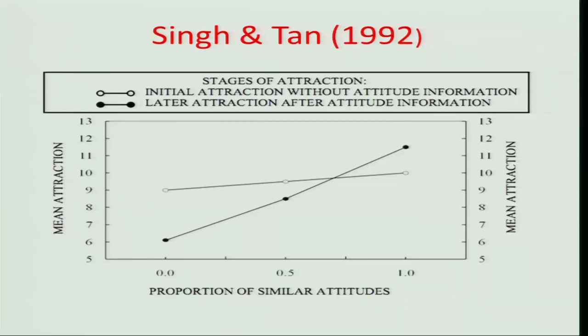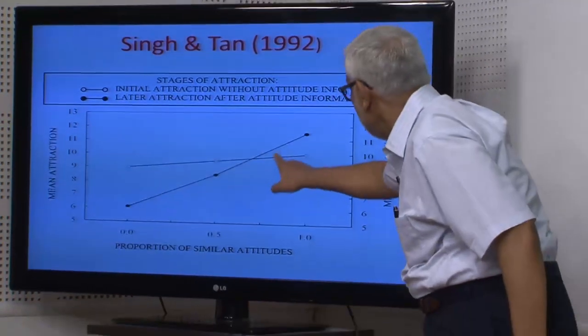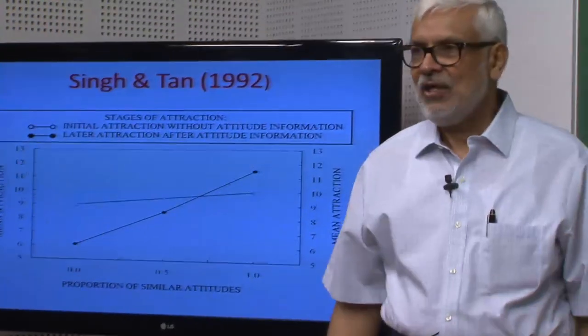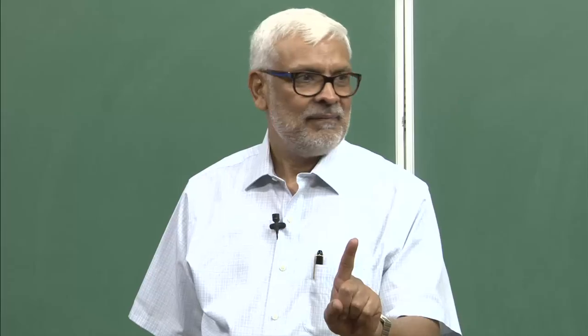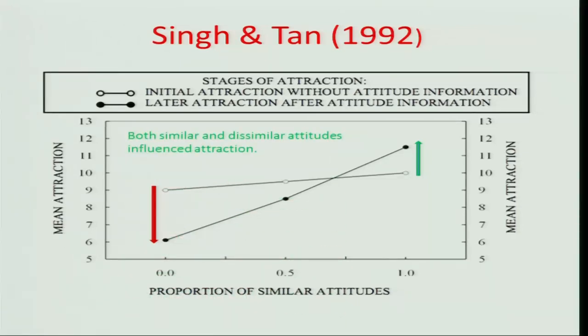See this graph? Can you interpret this? This is the pre-acquaintance line. This is when similar attitude, this is half similar, half dissimilar, this is all dissimilar. Got it now? How would you interpret it? There is a similarity effect, right? There is a dissimilarity effect. So both similar and dissimilar attitudes are operating. Fine? So both similar and dissimilar influenced attraction, initial attraction, right?